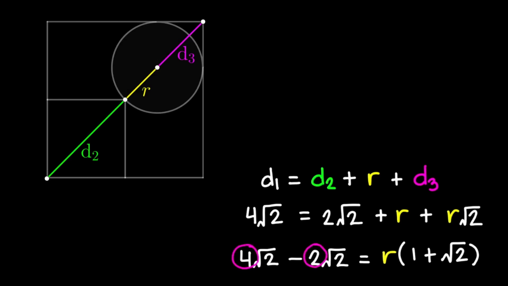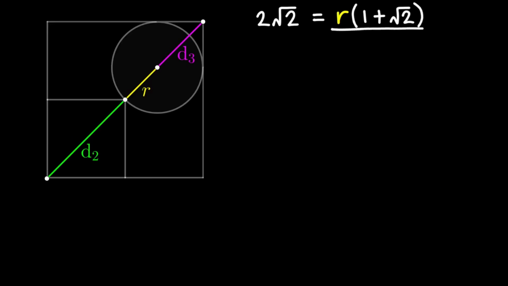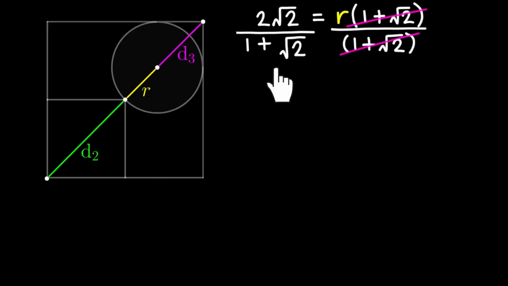4 minus 2 is 2, so the left side becomes 2 square root of 2. Then divide both sides by 1 plus square root of 2. This cancels out, and this expression on the left side gives the length of the radius. Using a calculator, the radius is approximately 1.17 units long.